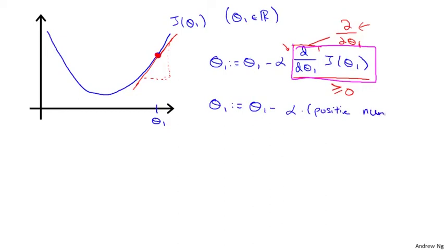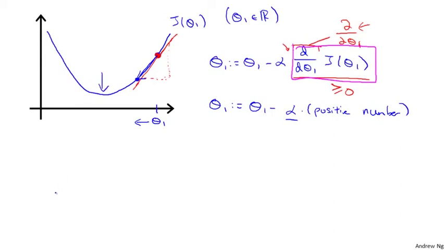Okay, and alpha, the learning rate, is always a positive number. And so I'm going to take theta 1 gets updated as theta 1 minus something. So I'm going to end up moving theta 1 to the left. I'm going to decrease theta 1. And we can see this is the right thing to do, because I actually want to head in this direction, to get me closer to the minimum over there. So gradient descent so far seems to be doing the right thing.